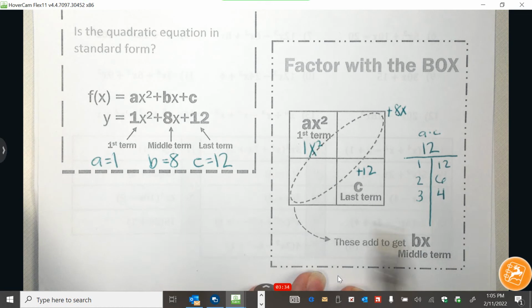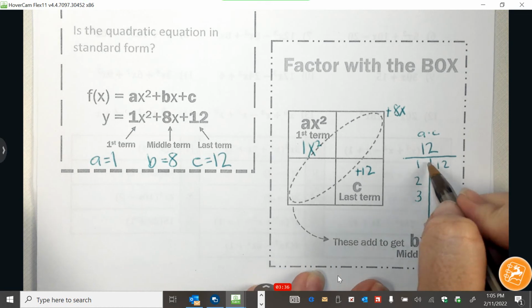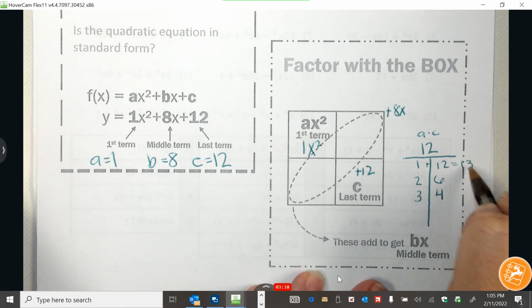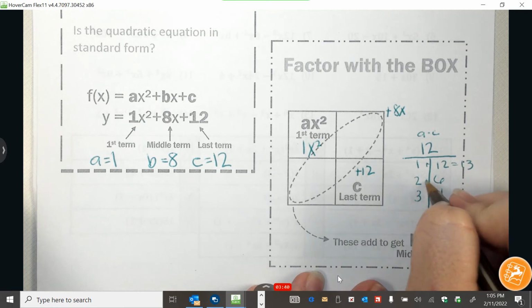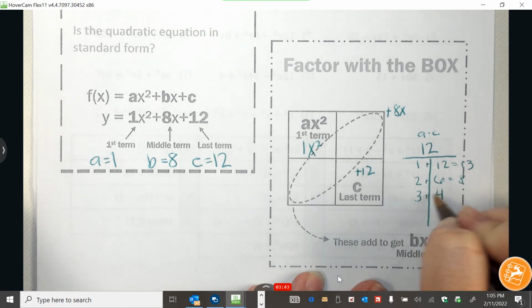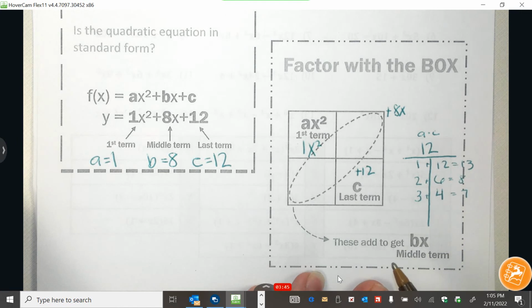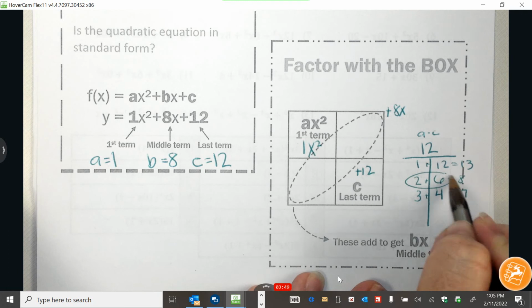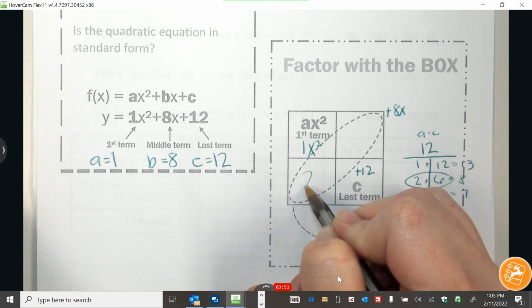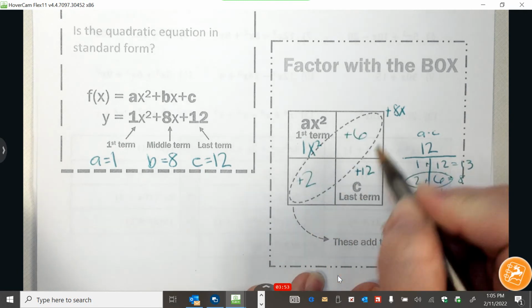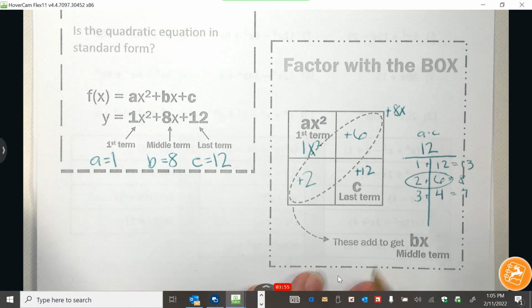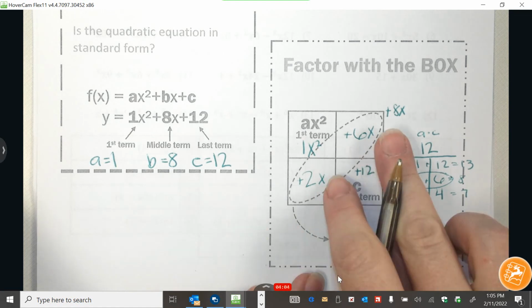Which one? Well, 1 plus 12 is 13. 2 plus 6 is 8. 3 plus 4 is 7. So which one am I going to use? So we have 2 and 6. So this is going to be my positive 2 and positive 6. Well, is 2 plus 6 8? The only thing it's missing is the x's. That's the hardest part, y'all, is finding those two numbers.